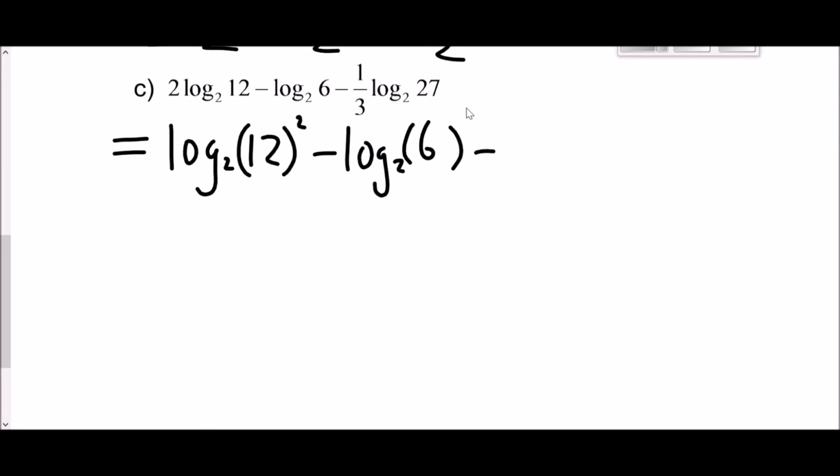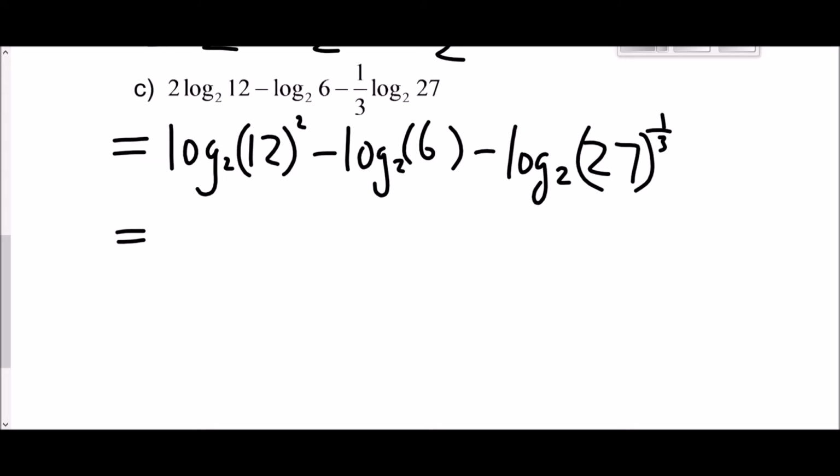same thing, put this back here, it becomes the exponent. So you have log base 2 of 27 to the exponent of 1/3. That means you take the cube root of this.